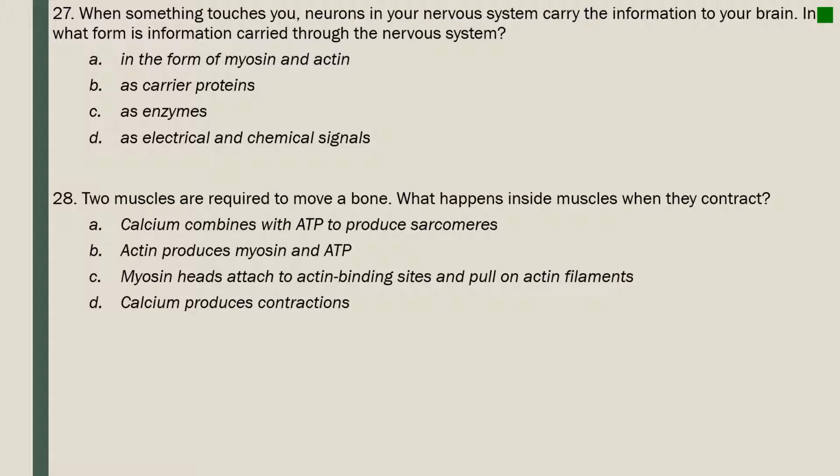28. Two muscles are required to move a bone. What happens inside muscles when they contract? A. Calcium combines with ATP to produce sarcomeres. B. Actin produces myosin and ATP. C. Myosin heads attach to actin binding sites and pull on actin filaments. D. Calcium produces contractions.